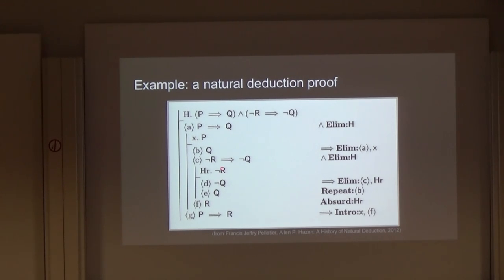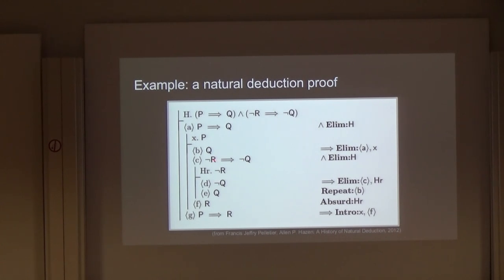So the proof goes like this. First, I can state that P implies Q because that's my left conjunction here. And then I will assume that P is true. I mean, you can always make assumptions. And given this assumption, I can obtain that Q is true because P implies Q, and I assume that P is true. Also, I have that negation of R implies negation of Q because I have it in my hypothesis. And then the proof goes this way. I will assume the negation of R. So every time you have an implication, you try to use it.